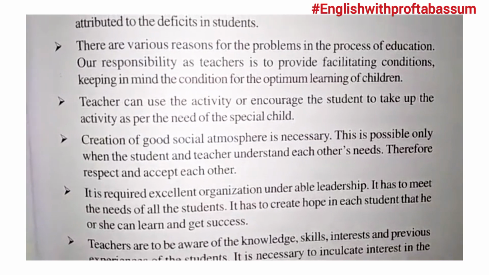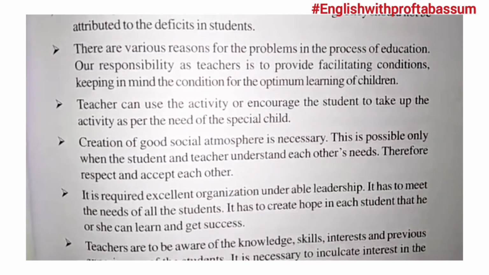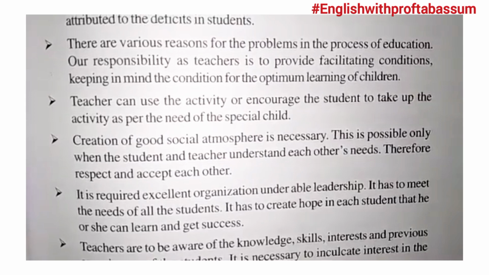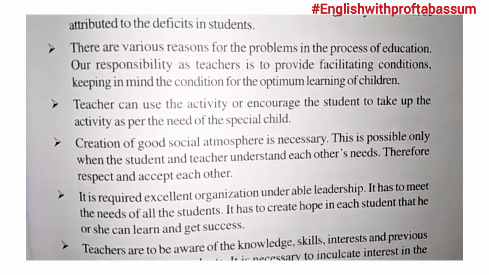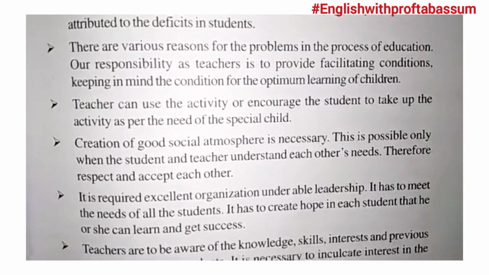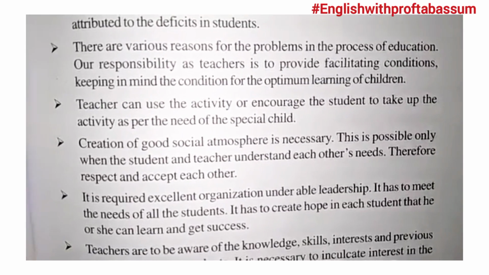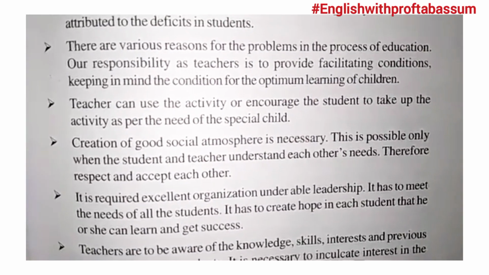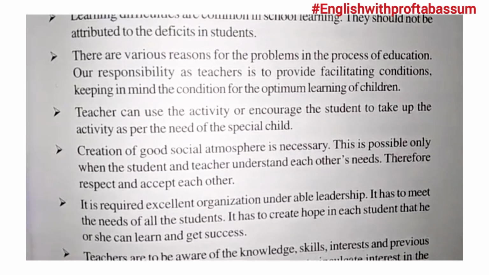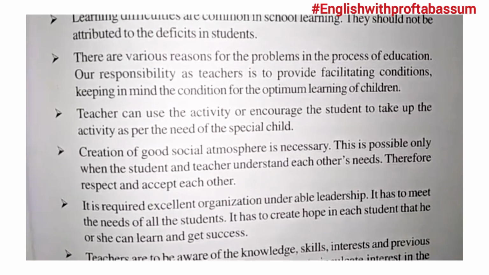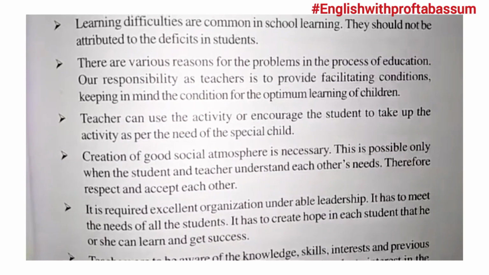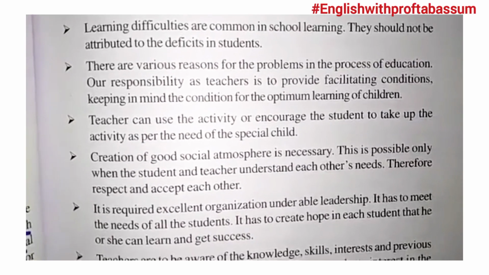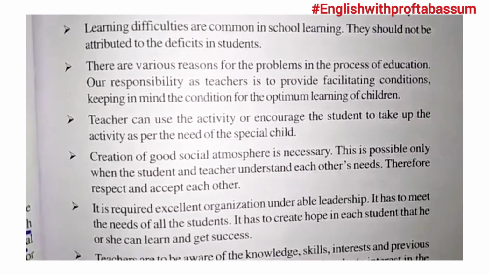Creation of a good social atmosphere is necessary. This is possible only when the student and the teacher understand each other's needs, and therefore respect and accept each other. Now this means that the teacher should again provide a good social atmosphere for the children to learn. Then the teacher and the students must try to understand each other's needs, and they must respect each other and they must accept each other as they are.